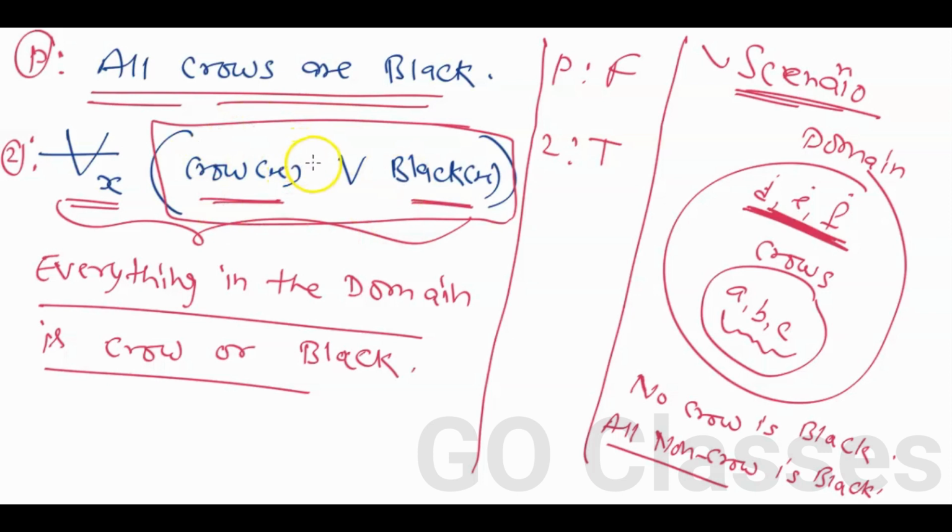So what can I say? I can say that in this scenario our English statement is false but our expression is true. So what it means? It means that this expression is not a correct expression for our English statement. So this English statement is not equivalent to this mathematical expression. So this mathematical expression is also false.